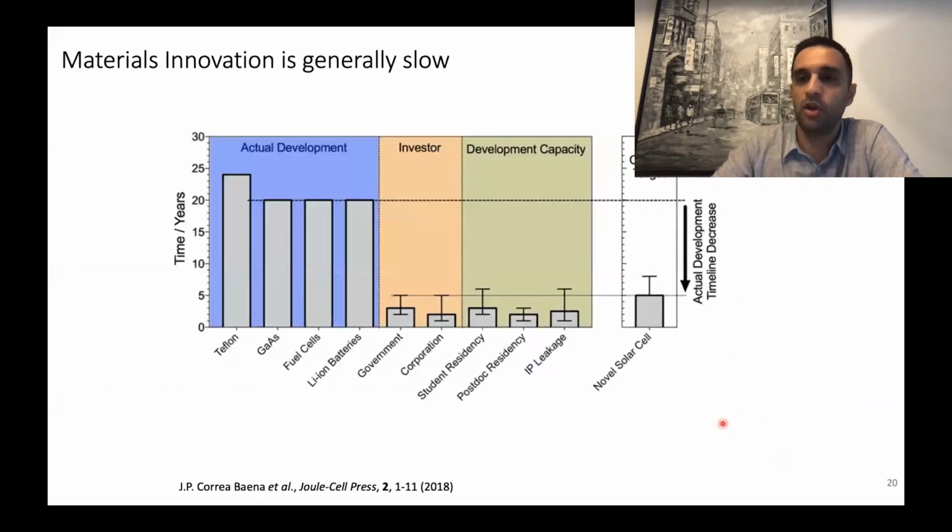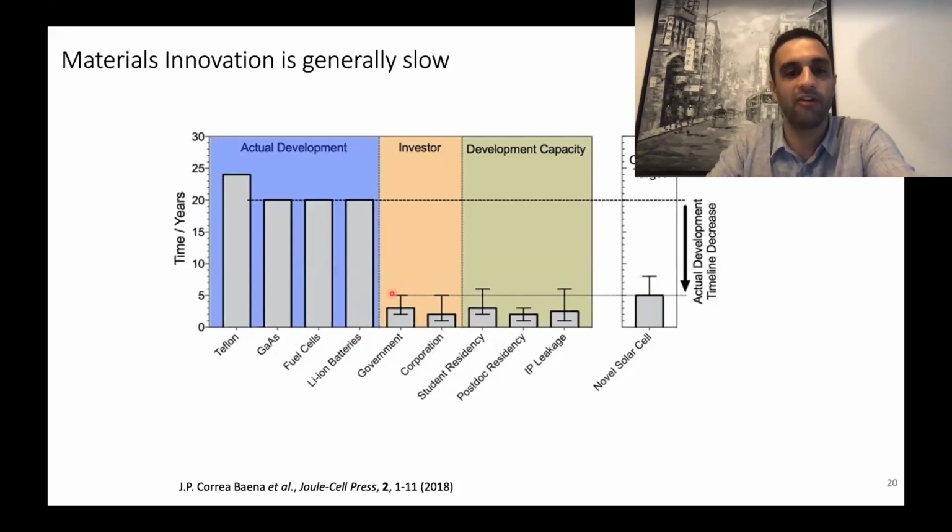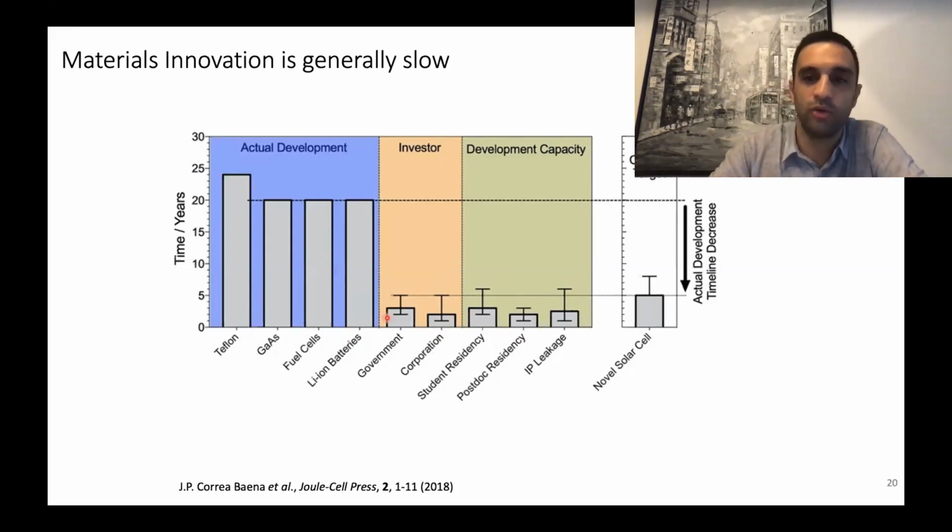But this is typically not true for other materials innovations, right? So in my case, which is nowhere close to this, just getting vanadium dioxide to behave and understand what's happening took us 4 years of experimental work in the lab, right? But actual development cycles for Teflon, gallium arsenide, fuel cells, lithium ion batteries take 20 to 25 years from going from a lab scale demo to actually scaling up to a product, right? And of course, this is not consistent with many development timelines that you have, like government and funding, et cetera, is 2 to 5 years.